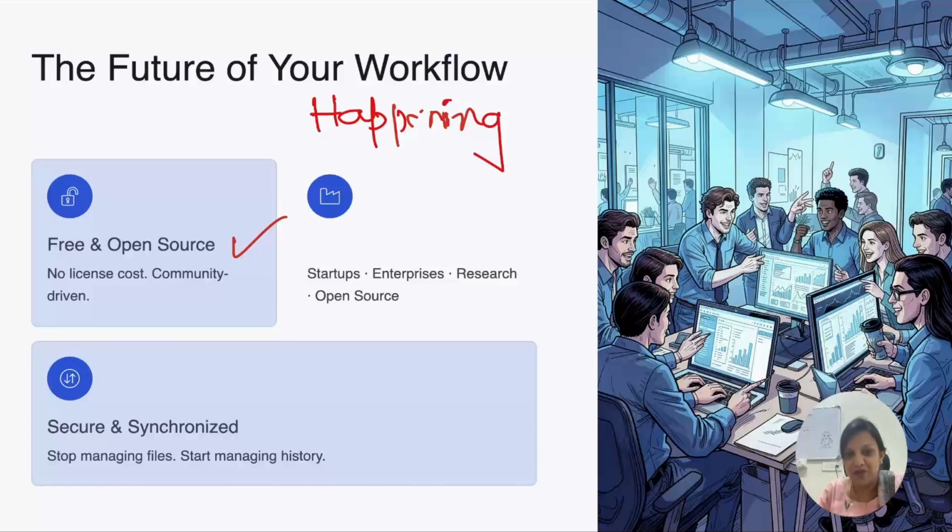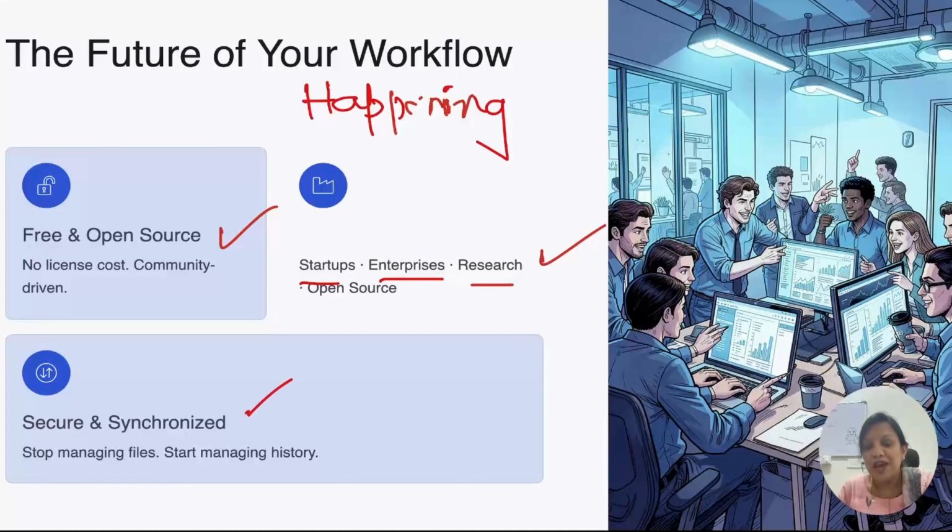We need not pay for this Git software. It is free and open source because its source code is open. We can make modifications to the source code. Many startups, enterprises and research groups are using it because it is open source. It's a secure and synchronized software to manage our project and track all the modifications we have made and are making to our project, and follow the changes from the day we start the project until the deployment, secure, safe and hassle free.